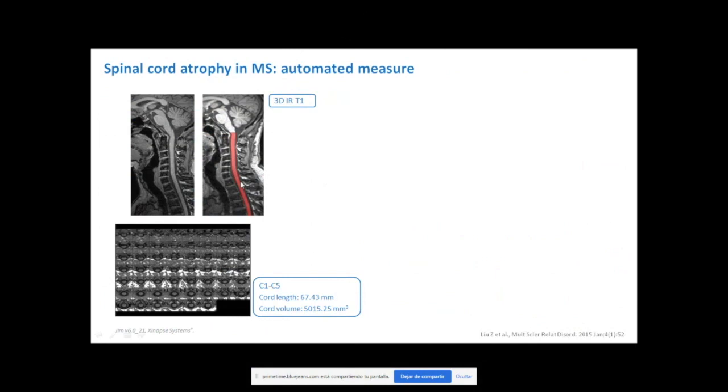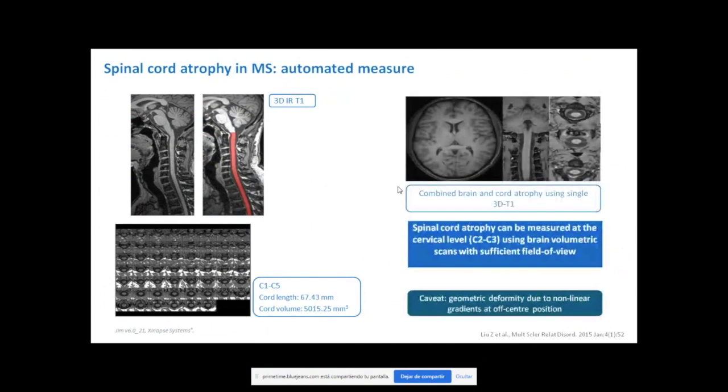To do that, obviously, we need to perform a 3D T1 weighted sequence of the spinal cord, something that is not included in the standardized protocol that we obtain in clinical practice. But on the other hand, it has also been demonstrated that we can use the 3D T1 weighted sequence that we obtain to calculate the brain volume to also assess the spinal cord atrophy by measuring the spinal cord area at the proximal segment of the cervical cord.